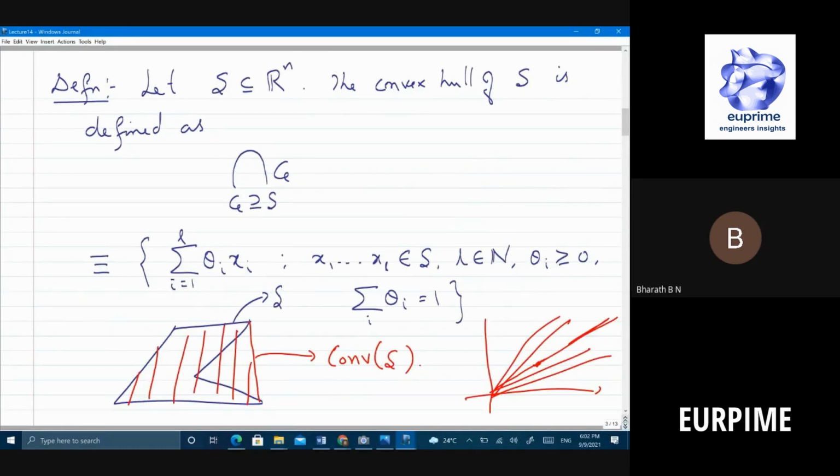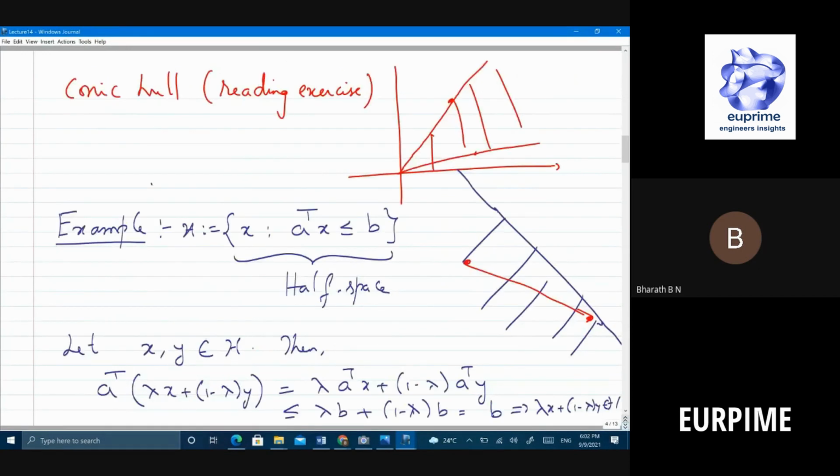Then we also looked at what is called the conical. Well, I left that as an exercise. So one way of how do you get a conical? You just pass a line from the origin through all the points, and then take the convex hull of it. So that will give you the conic hull, right?